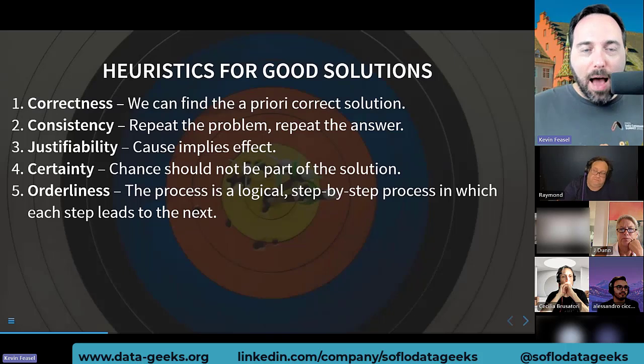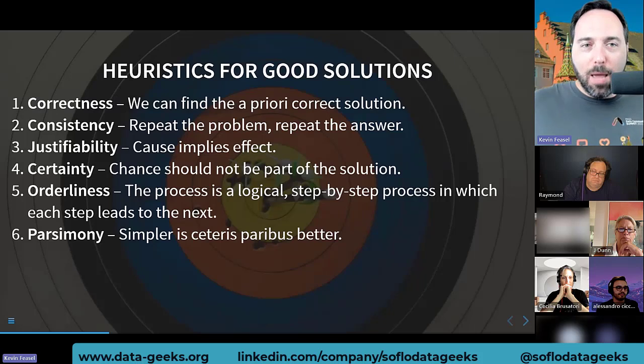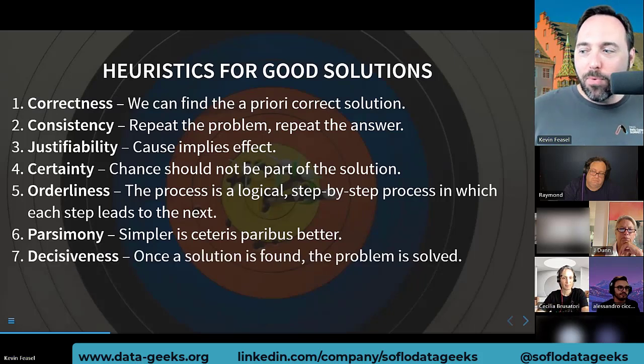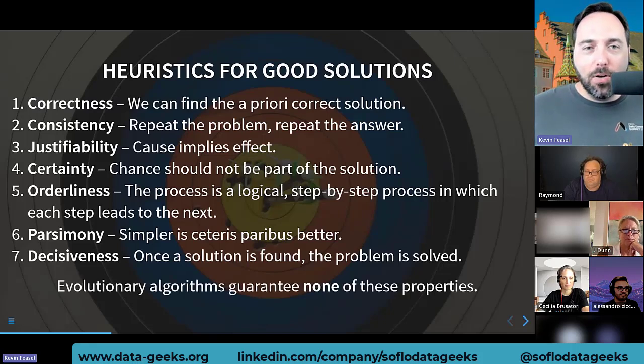And in an ideal world, our algorithm should be step by step and very orderly. It should be a logical process that a human can follow and understand. And ideally, all other things equal, ceteris paribus, simpler is better. So we want a parsimonious solution. And we want one that's decisive. Once I have an answer, I have the answer. I don't have to go back and look at it again tomorrow and see, well, has the answer changed? These are what we would consider to be indicators of a good solution. And evolutionary algorithms guarantee none of those.